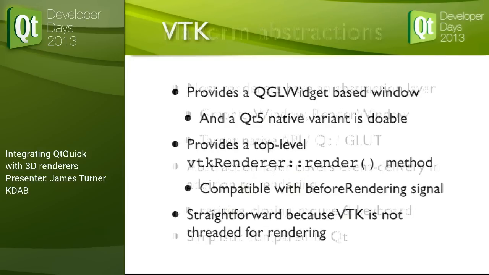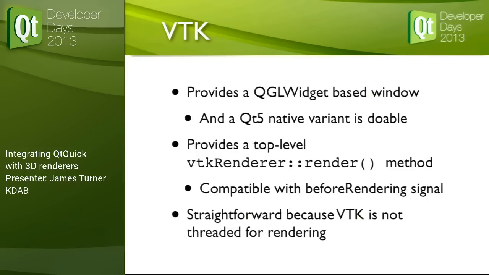So to look at a specific example, we'll look at VTK, which is one of the common ones that we see at KDAB with different clients. VTK can talk to Qt natively. Unfortunately, it uses the Qt4 API. It provides a VTK Qt render window, which uses QGLWidget, the Qt4 API. Fortunately, you could fairly easily build a Qt5 variant. I haven't done this for VTK yet, but it can be done.